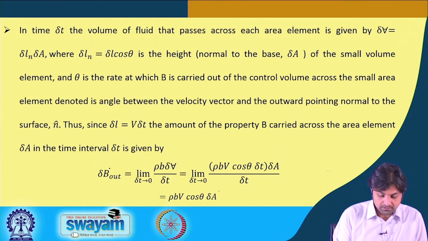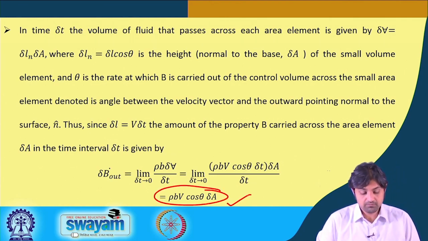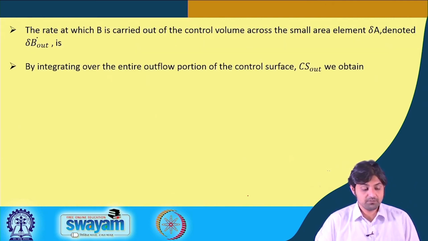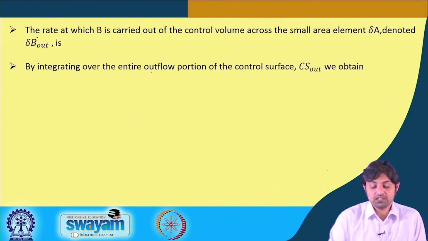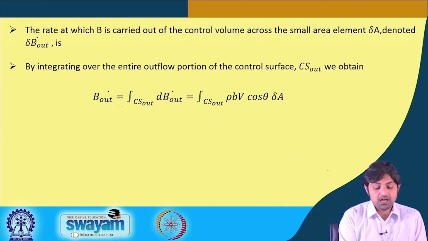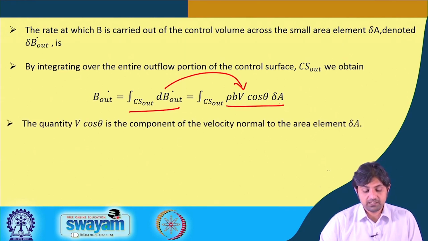So this is the delta B out. The rate at which B is carried out of the control volume is denoted by B out. By integrating over the entire outflow portion of the control surface, we obtain B out as the integral of dB out. So we substitute this rho B V cos theta delta A.